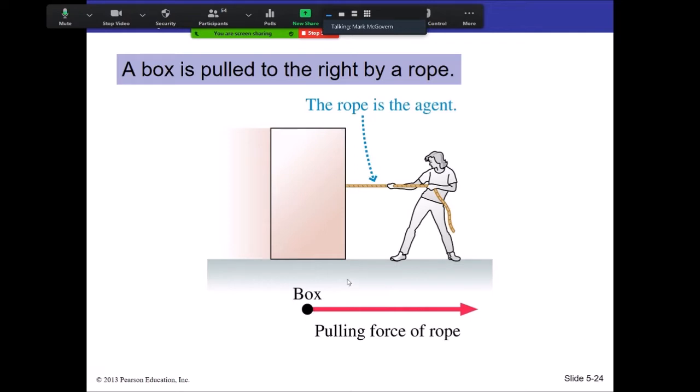Now, this is only one force here, so its length is arbitrary. But if you have more than one force, you're going to have to be mindful about their lengths. They need to be drawn to scale, if you can do that.